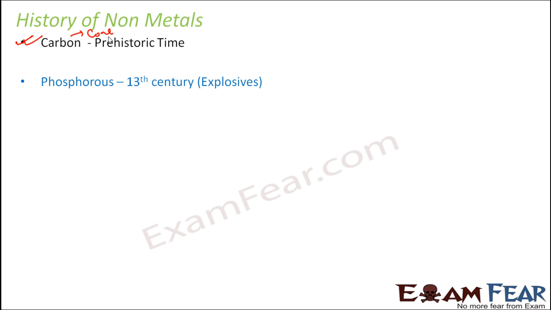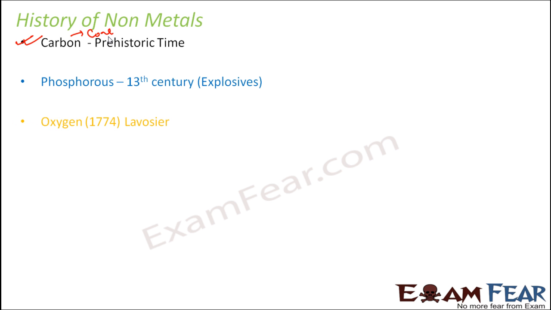However, over a period of time, gradually other non-metals were also discovered. The next one to be discovered was phosphorus, which was during the 13th century. So there was a long gap between the discovery of carbon and phosphorus. Now when phosphorus was discovered, it was mostly used in explosives. Why was it used in explosives? Because of its reactive nature. So we will talk about all that.